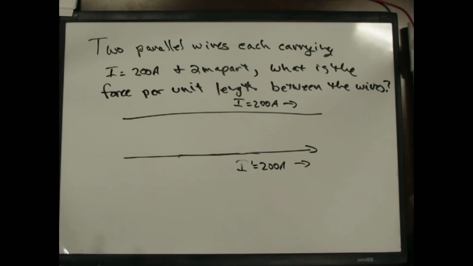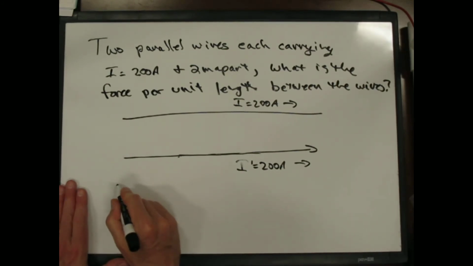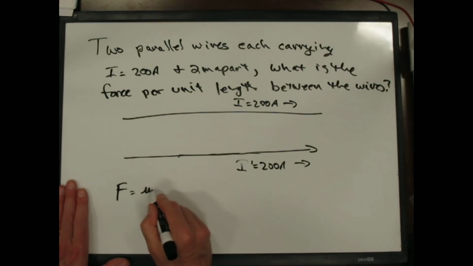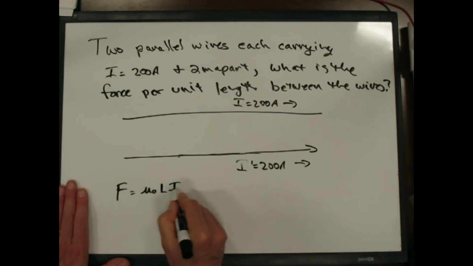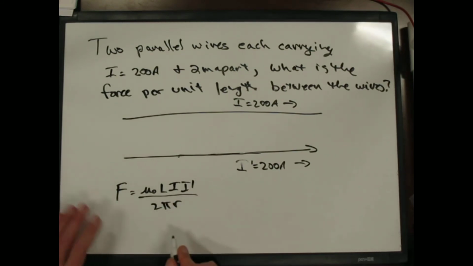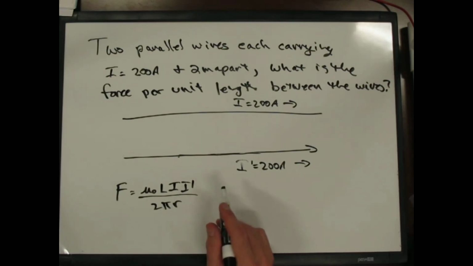So in this problem, I have two parallel wires, each carrying 200 amps and 2 meters apart. What's the force per unit length between the wires? And so in the last section we showed that the force between the wires is mu naught L I prime over 2 pi r, right? And this was for either wire. They came out the same, and they attracted each other if they were in the same direction.